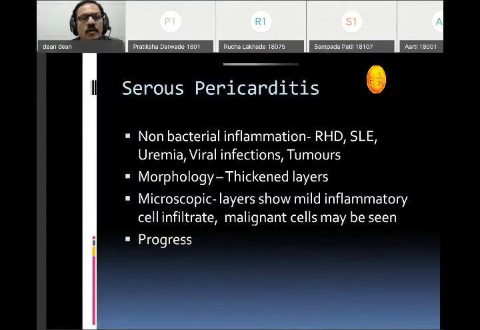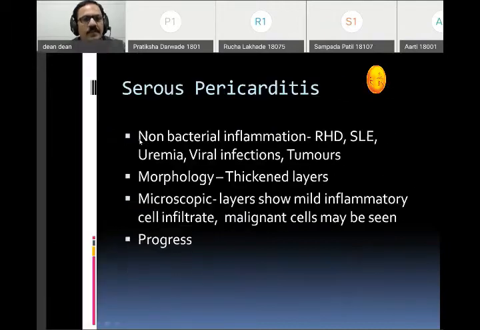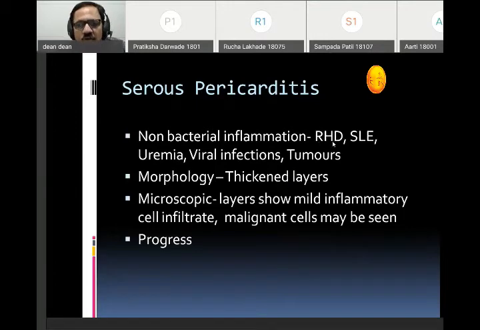Now, first, I have mentioned about the acute one. The commonest is the serous type. So, what is meant by serous pericarditis? It is commonly seen in case of non-bacterial type of inflammation. It is seen in case of rheumatic heart disease. It is seen in case of systemic lupus erythematosus. It is also seen in uremia, viral infections, and malignant tumors. So, these are the non-bacterial causes of serous pericarditis.